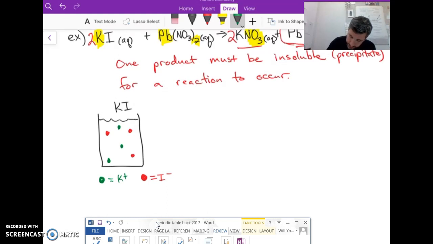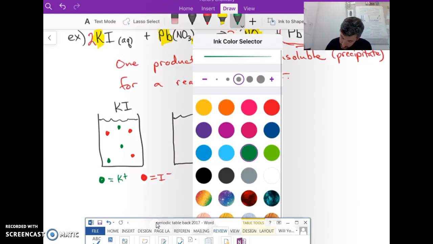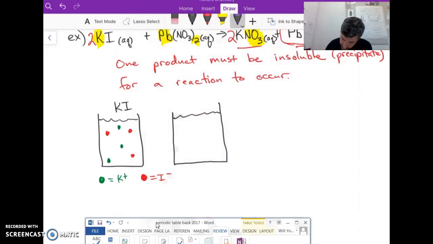Lead 2 nitrate, that is my other reactant, is in this other beaker. Let's change up colors. Let's go with maybe purple for lead, or lead 2 I should say, so Pb2+.